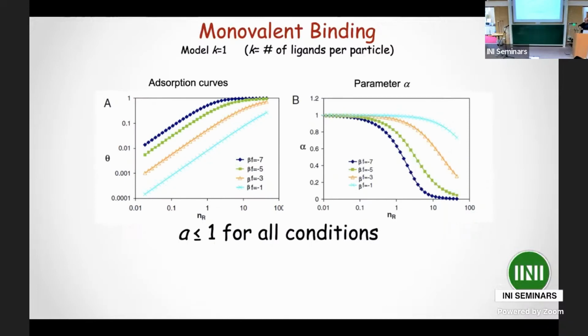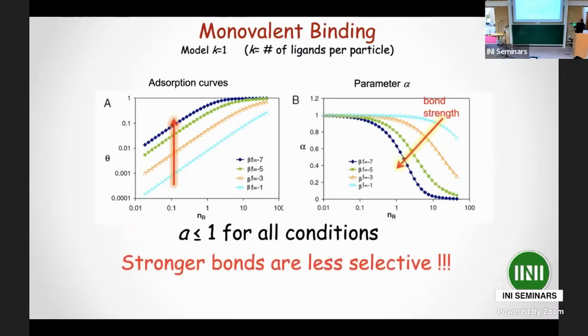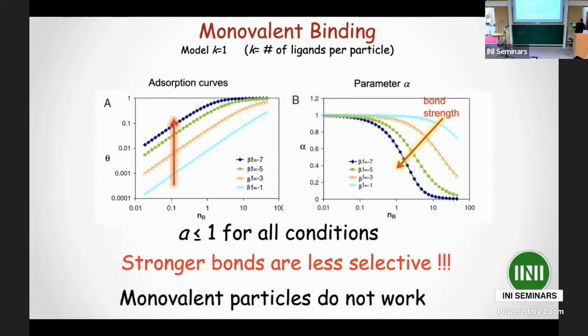You increase the binding strength and you increase the coverage of the surface, but you don't increase the selectivity of this coverage to the density of the receptors. So in fact, if you go to stronger bonds, you actually decrease the selectivity. You become less selective. You bind more, but you bind more everywhere. So the conclusion is that you cannot achieve a super selective response with monovalent bonds. That's impossible.